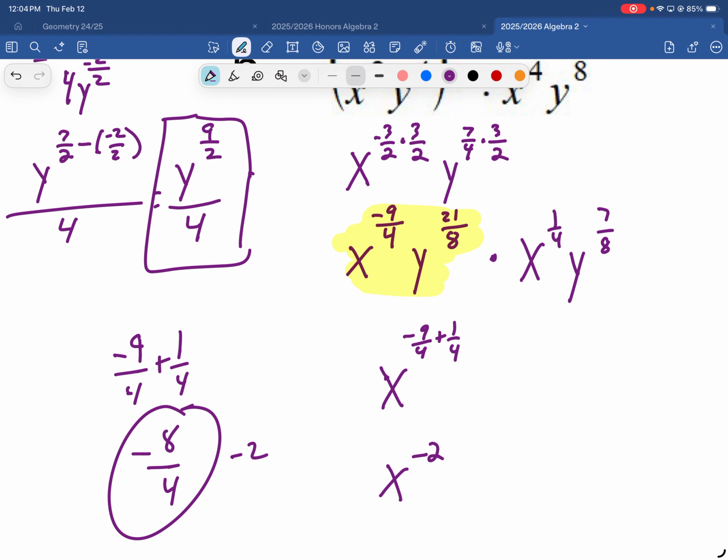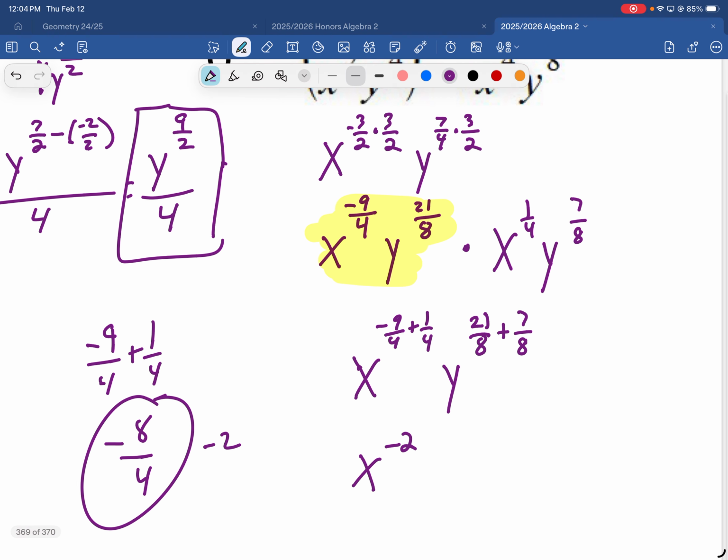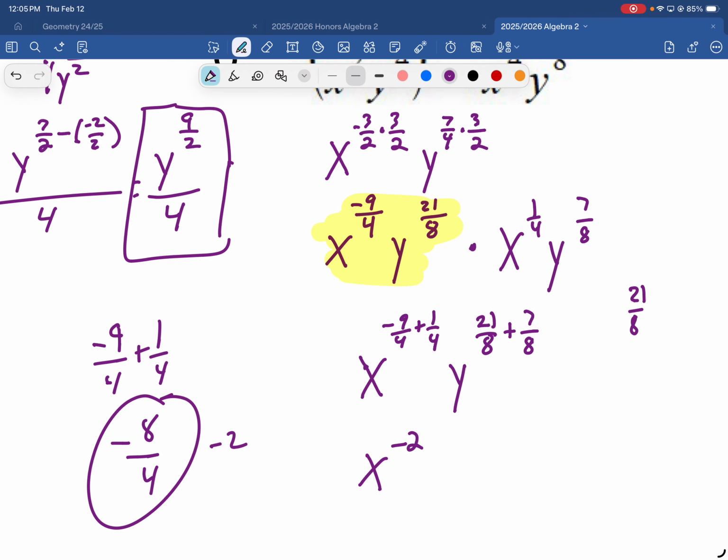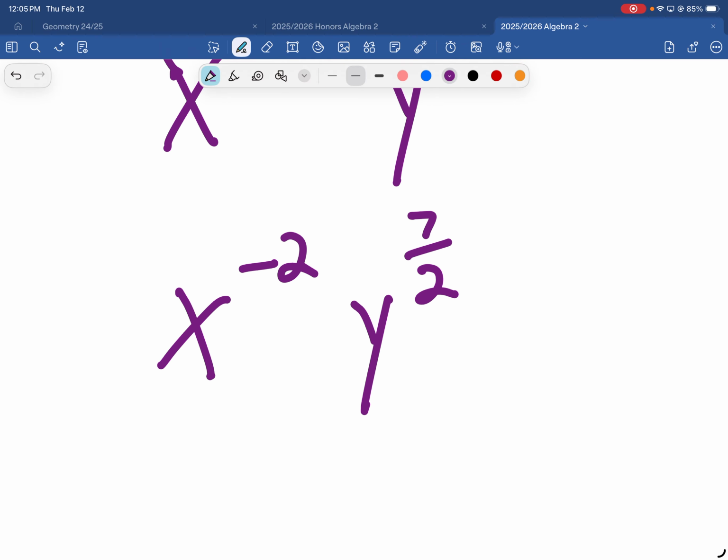Got negative 2. My y's exponent is going to be 21/8 plus 7/8. Again, we'll just do it off onto the side. 21/8 plus 7/8 is 28/8. Add the numerators, leave the denominator the same. They're both divisible by 2 or 4, right? Divisible by 4. 4 goes into 28 7 times and into 8 twice. Are we good leaving it like that?